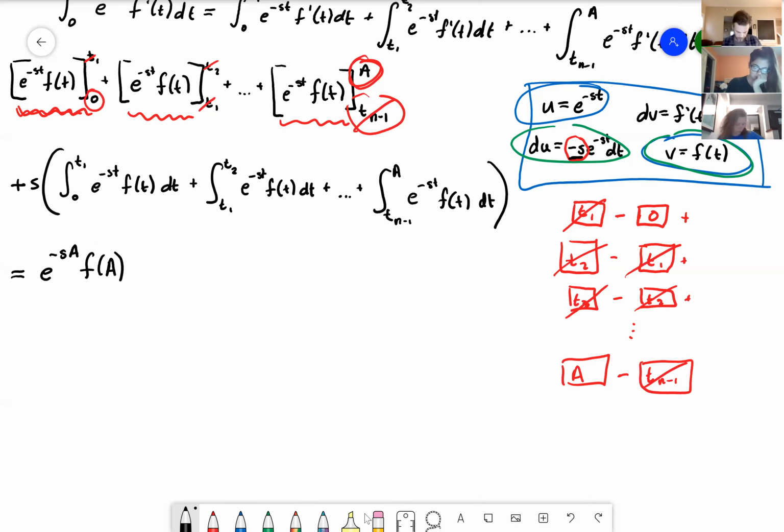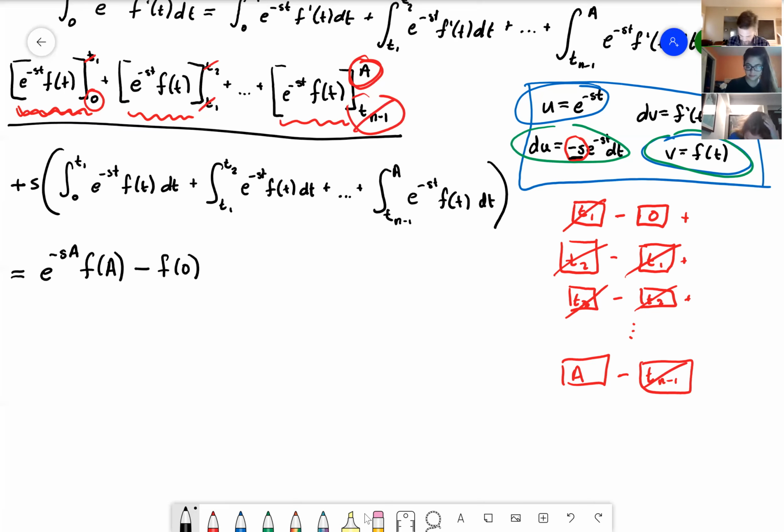So this is what we should have. e to the minus s a f of a, minus what we get when we plug in 0. So e to the minus s times 0 will just be e to the 0, which is 1. And then we get just f of 0. Okay, so this part is taken care of.